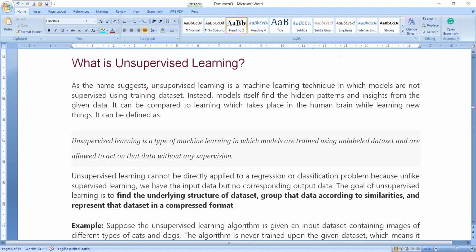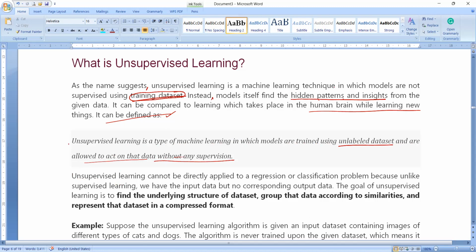As the name suggests, unsupervised learning is a machine learning technique in which models are not supervised using a training data set. Instead, the model itself finds hidden parameters and insights from the given data. It can be compared to learning which takes place in the human brain while learning new things. We observe many different objects surrounding us, then we make decisions. Similarly, unsupervised learning techniques also do the same thing. Unsupervised learning is a type of machine learning in which models are trained using an unlabeled data set and are allowed to act on that data without any supervision.